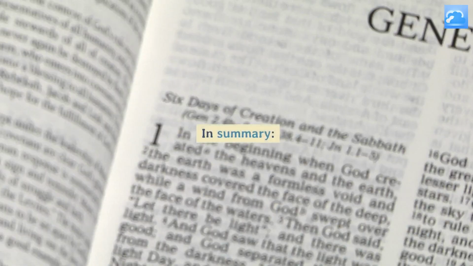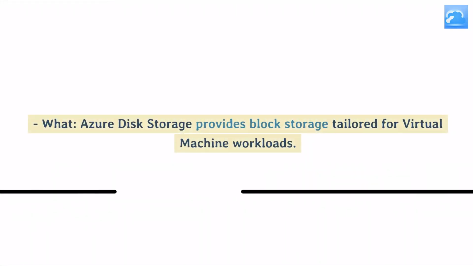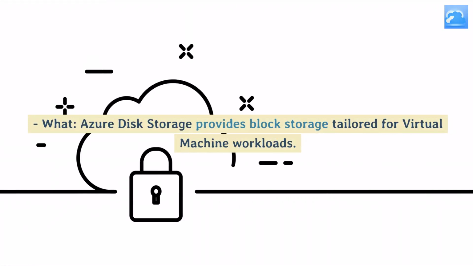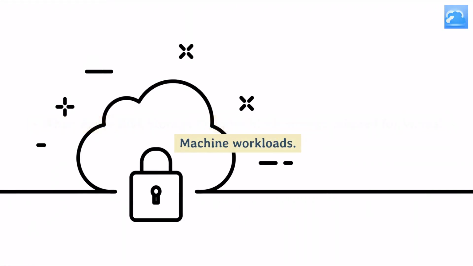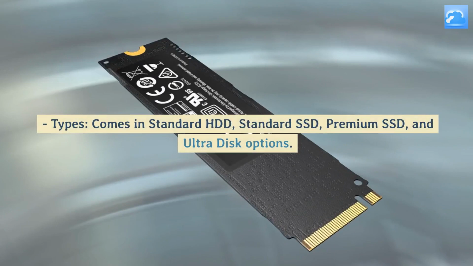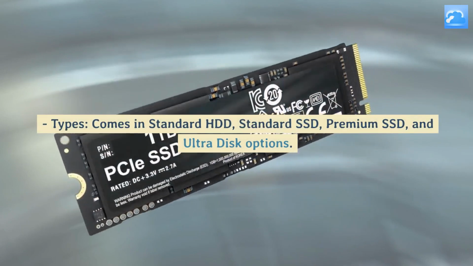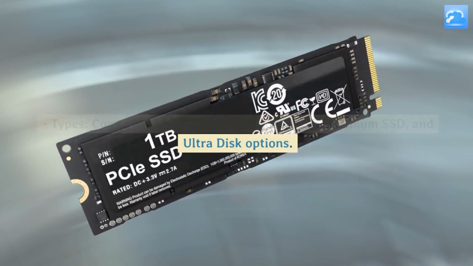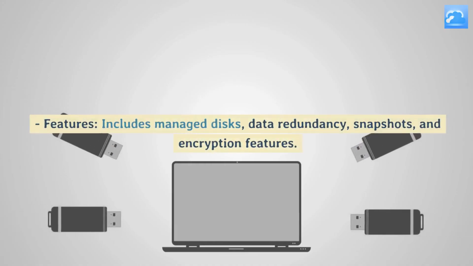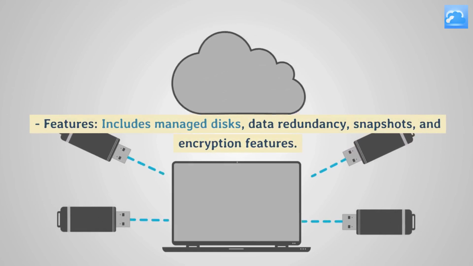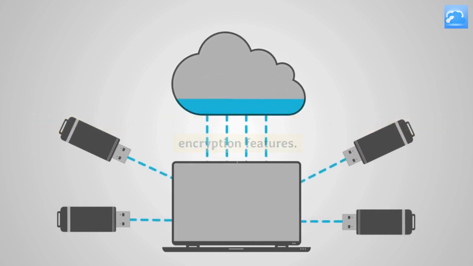In summary, what? Azure Disk Storage provides block storage tailored for virtual machine workloads. Types: comes in standard HDD, standard SSD, premium SSD, and ultra disk options. Features: includes managed disks, data redundancy, snapshots, and encryption features.